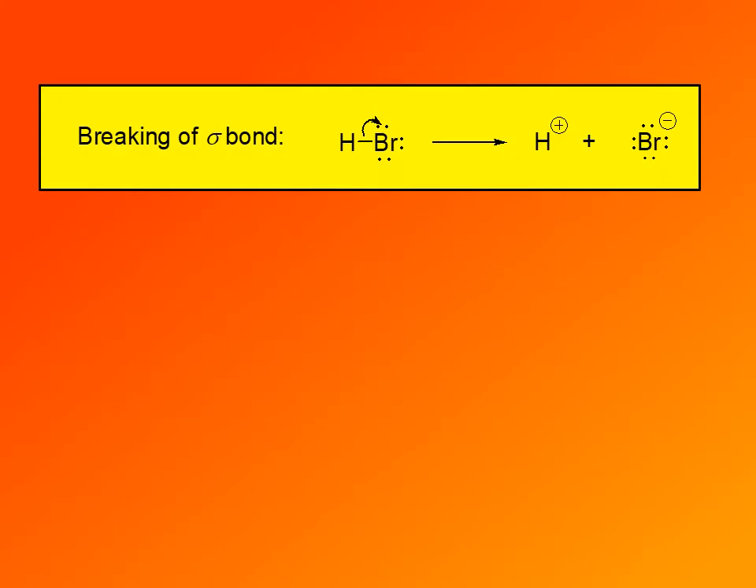And then we have examples of bond breaking. So here is breaking of a sigma bond. So curved arrow indicates that a hydrogen-bromine bond is broken in such a way that electron pair ends up on bromine atom. So we end up with proton and bromide anion.